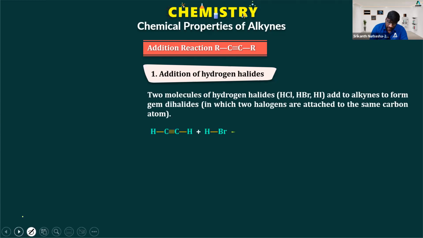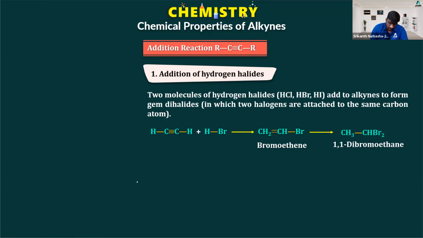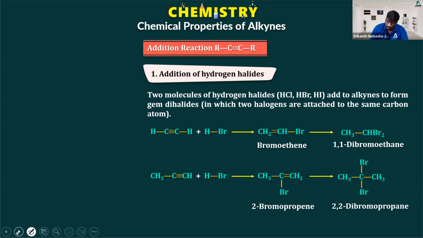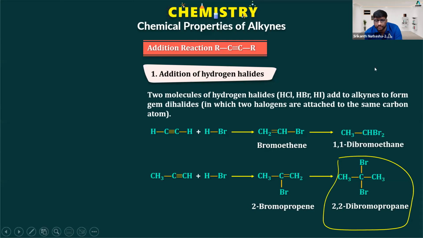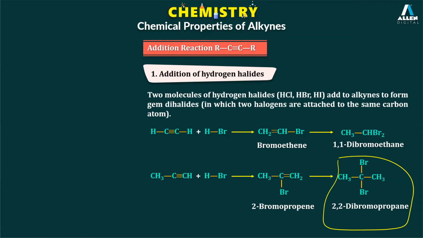If you take HC triple bond CH plus HBr, it will form CH2 double bond CHBr. That will again react with one more molecule to form CH3 CHBr2, 1,1-dibromoethane. If you take propyne, it will react with two molecules of HBr to form 2,2-dibromopropane. This is nothing but a major product. The same mechanism, whatever we have written. Yes or no, students? Yes, sir. Right, very good.